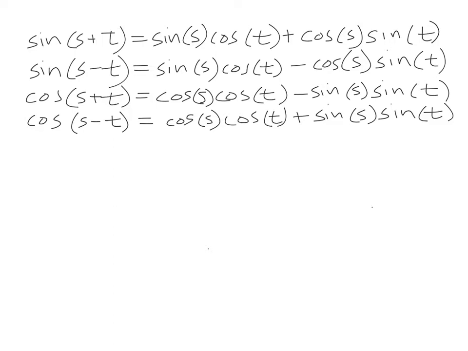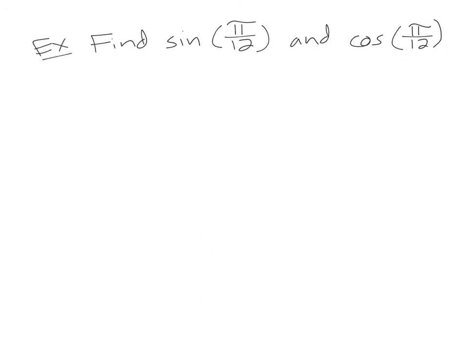So let's do an example. Pause this, take a second to scribble all those down, just keep them handy, and we'll see a quick example of what we can do with these right off the bat. We want to find the exact value of the sine of pi over 12 and the cosine of pi over 12. So we can fill in some of the blank spaces on our unit circle that we haven't been able to find with just basic geometry.